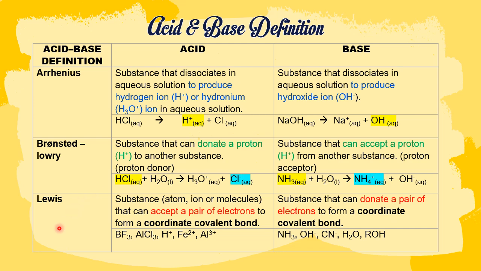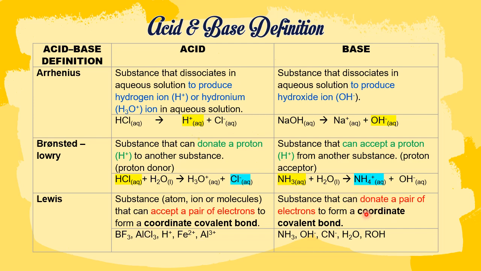The third definition is Lewis acid. Lewis acid is a substance, can be atom, ion, or molecule, that can accept a pair of electrons to form a coordinate covalent bond. If you notice, this one we learned in chapter 4. To form the coordinate covalent bond, a Lewis acid must have an empty orbital. For example, boron and aluminium are electron deficient species. They form incomplete octet. That's why they can accept a pair of electrons from Lewis base.